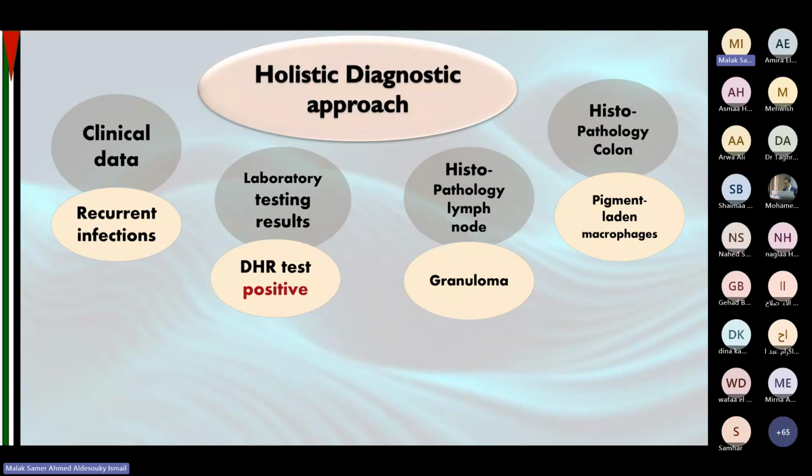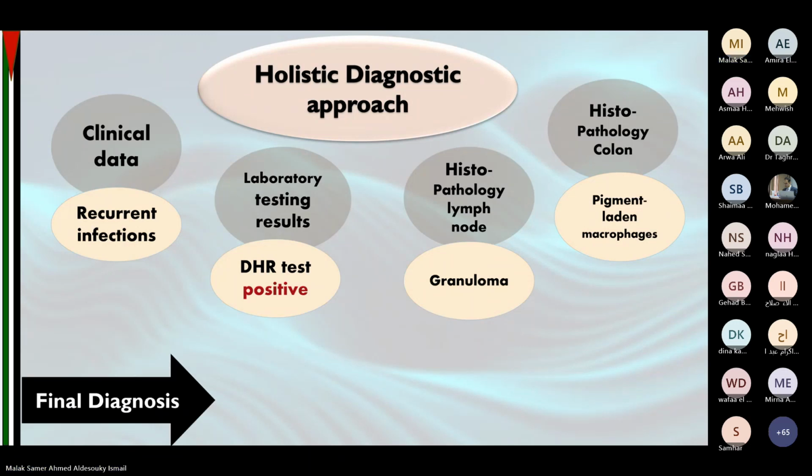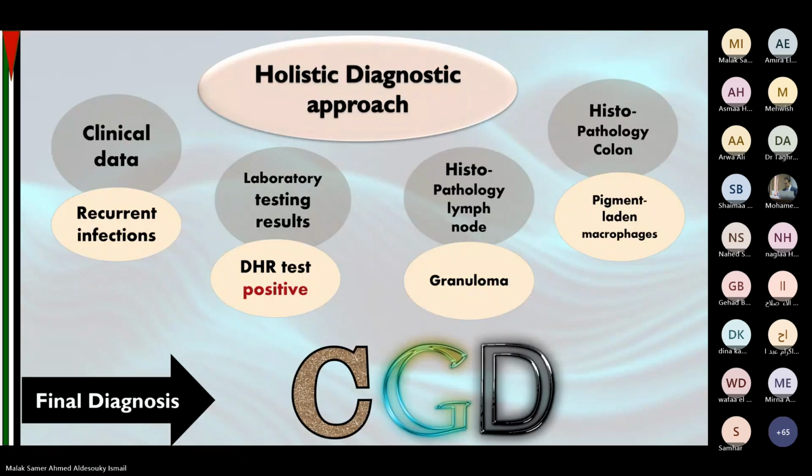And we have our pathology reports showing granulomas in the lymph nodes and pigment-laden macrophages in the colon. And with that, we reached the final diagnosis of chronic granulomatous disease, or CGD for short.